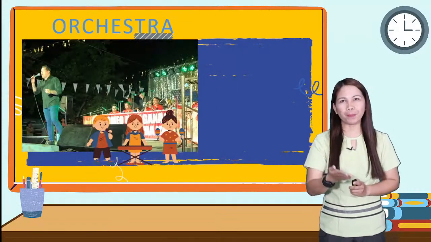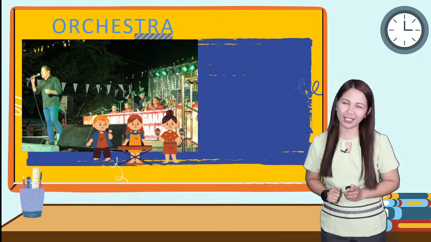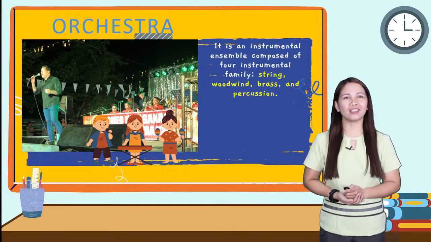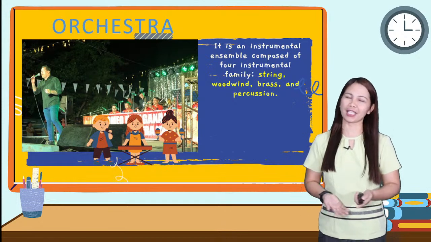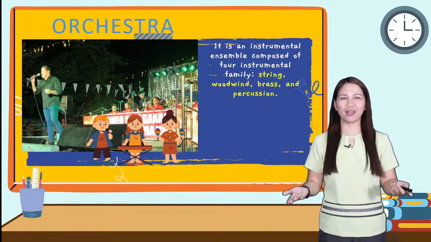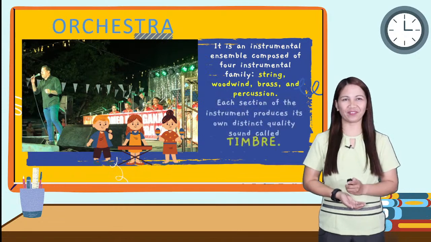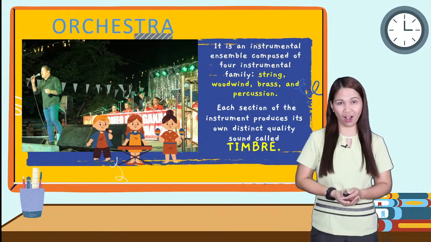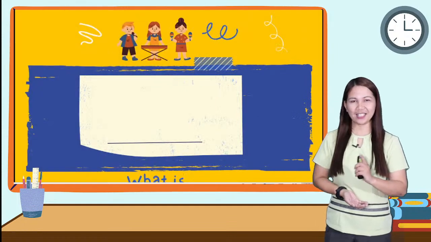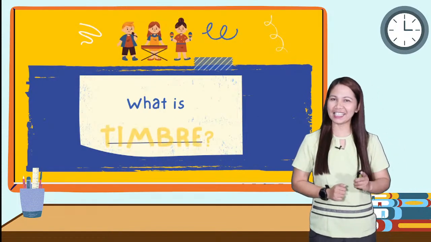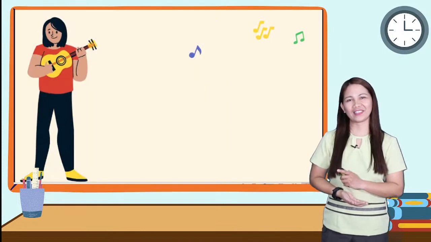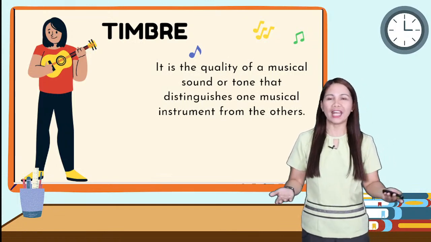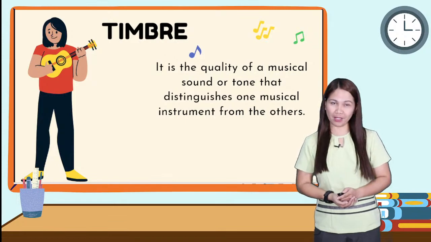I have here another picture and that vocalist is named Buddy. Hello my friend. And he is singing in front of an orchestra. It is an instrumental ensemble composed of four instrumental families. We have string, woodwind, brass, and percussion. Each section of the instruments produces its own distinct quality, which is called timbre. So now class, what is timbre? Timbre is the quality of a musical sound or tone that distinguishes one musical instrument from the others.